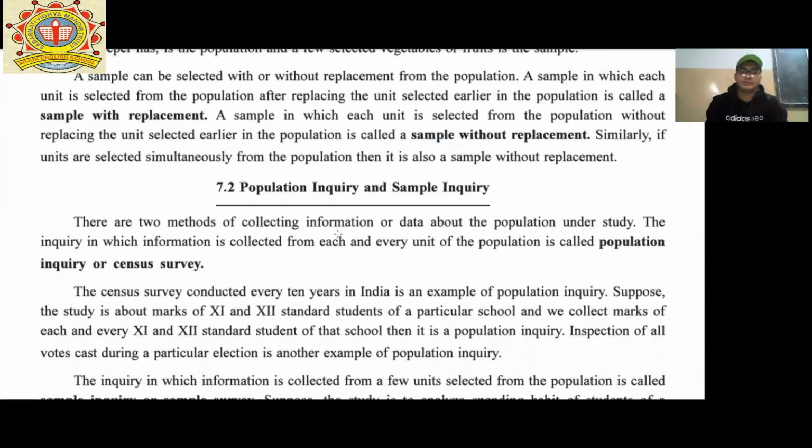Now the next topic, population inquiry. So what is population inquiry? There are two methods of collecting information or data about the population under study. The inquiry in which information is collected from each and every unit of the population is called population inquiry or census inquiry. It means I inquire about and process information from the units selected from the population.